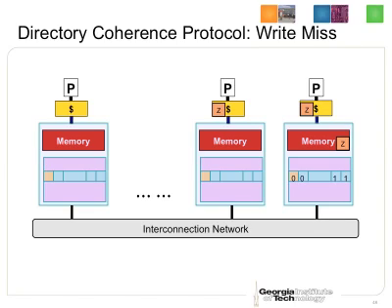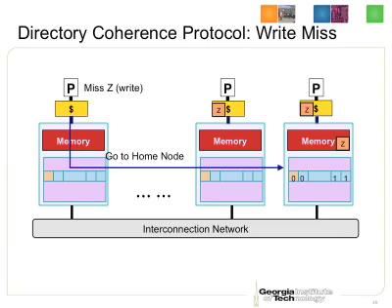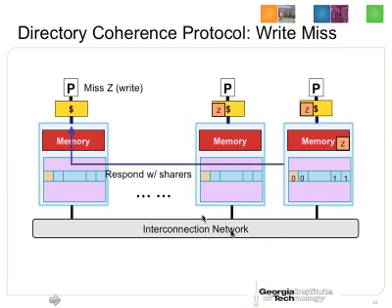Another example. Let's assume that these two processors have the shared value. z is shared. Both of these processors have a copy in their own cache and also in the home node's memory. That's what is indicated in this directory entry. If we write, we see a write miss. It's going to go to the home node. When it goes to the home node, the directory controller will respond with the information about who has copies. So it will respond with the sharers' information.